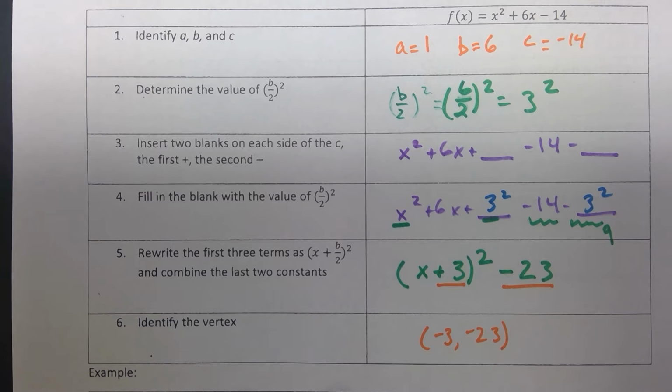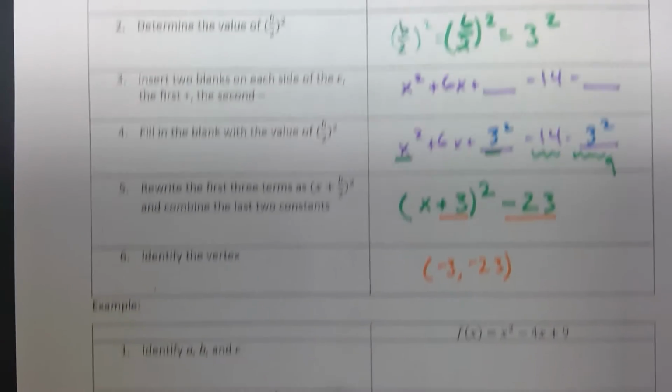The big thing comes down to this b over 2 squared piece. If we remember to calculate that and fill in our blanks, then it's pretty straightforward. We're just going to vertex form. So we'll do a couple more examples before giving y'all some time to do a couple on your own.